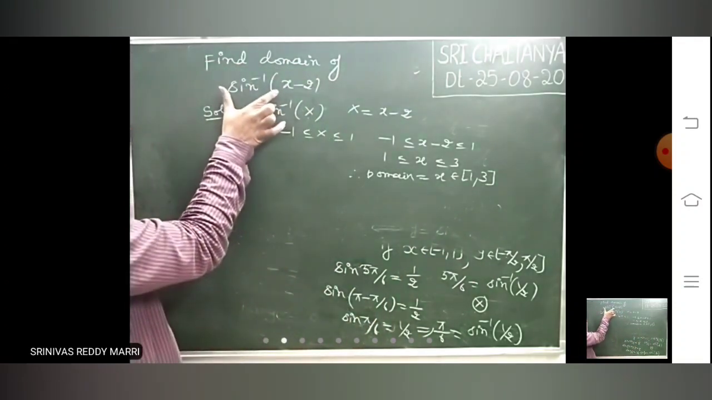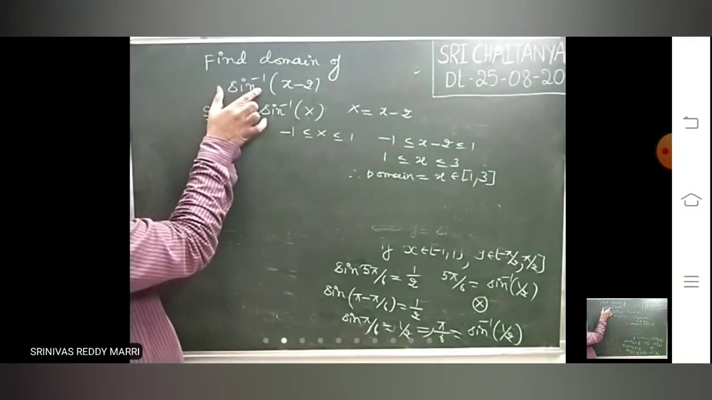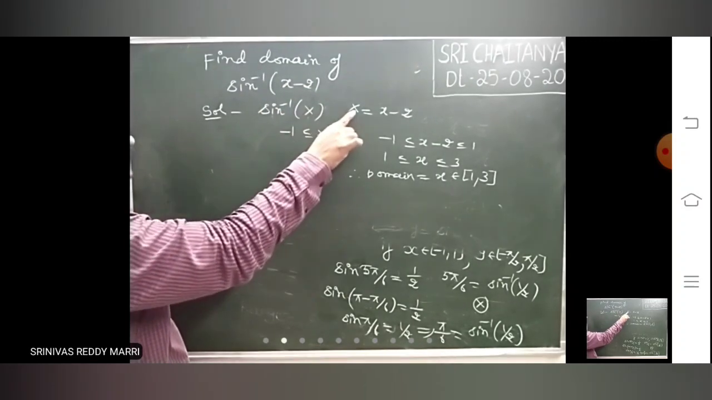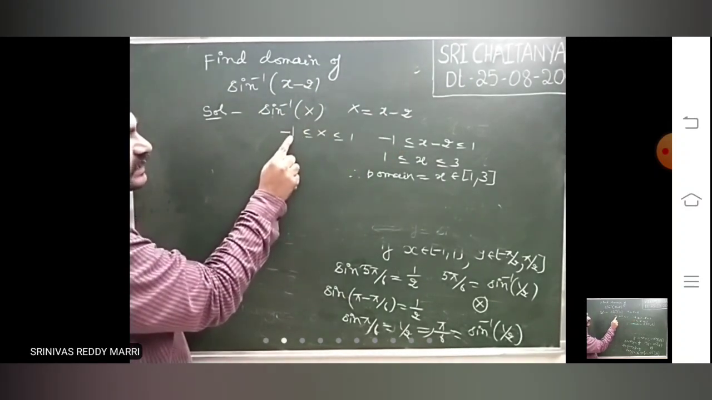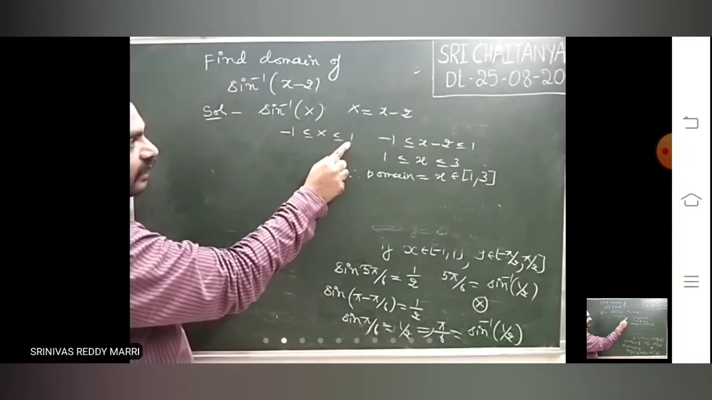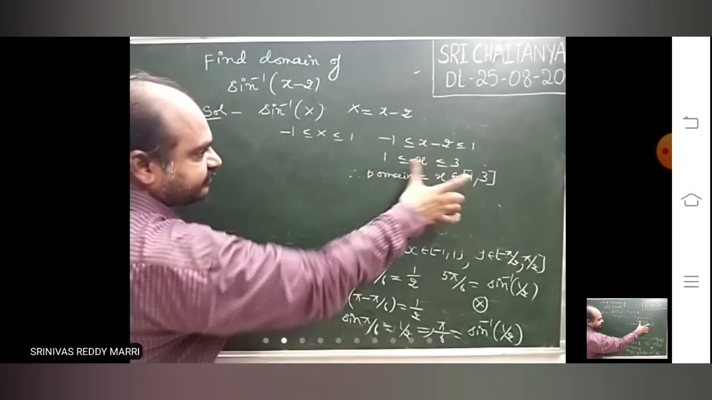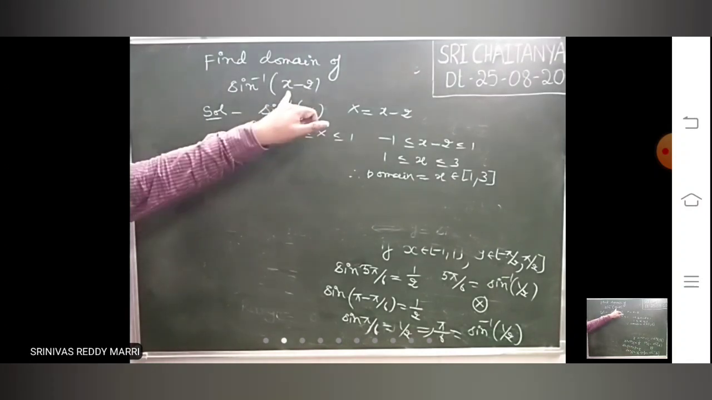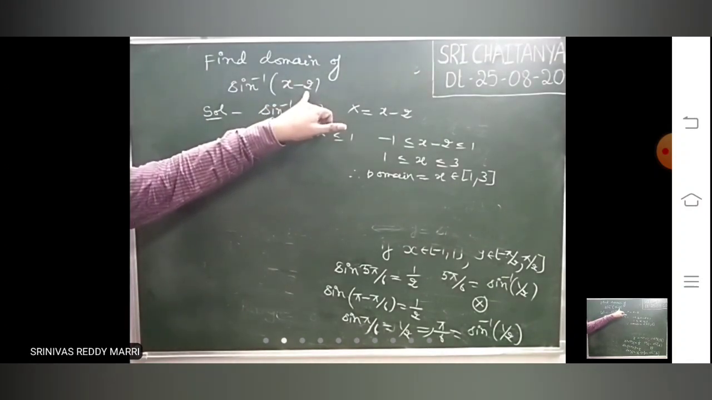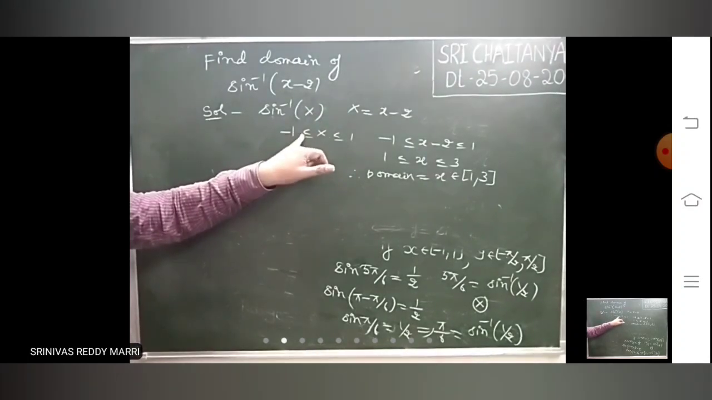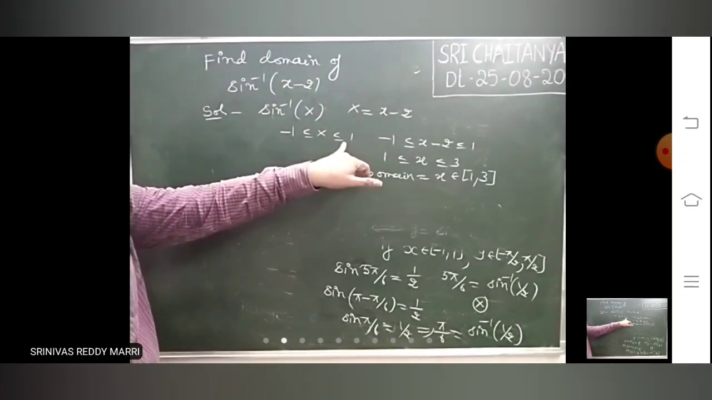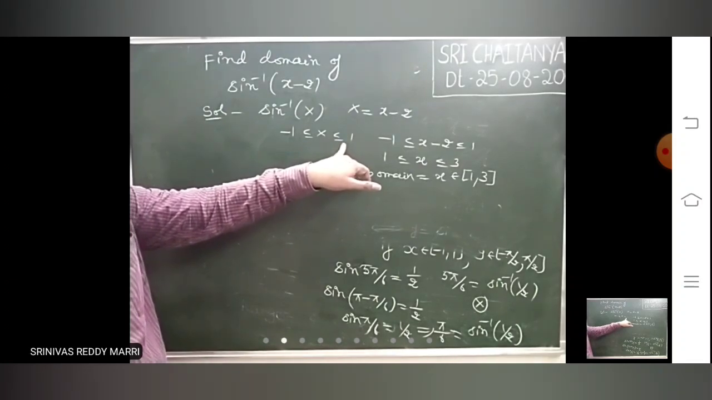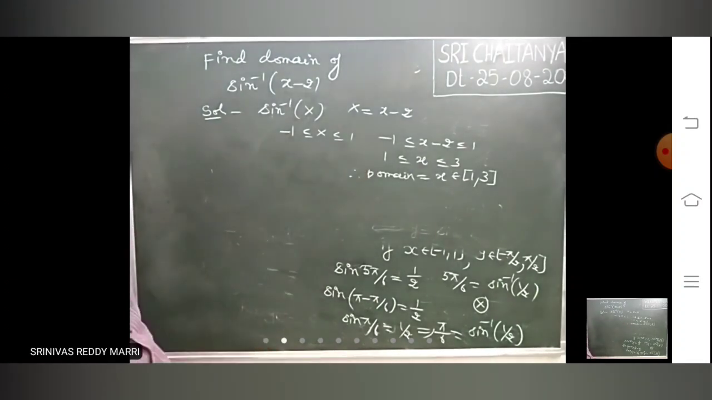Just simple. Whenever a sine inverse function is there and you want to calculate the domain, take whatever is inside as capital X. This capital X must lie between minus 1 to 1. Use this rule and find the x values. That is the domain of the sine inverse. This is the rule you have to use to calculate the domain of an inverse function.